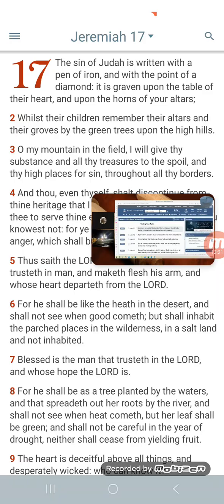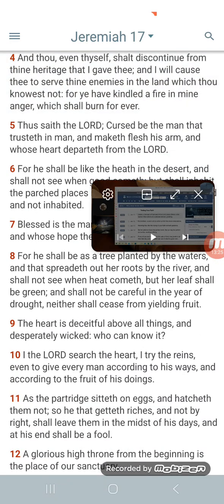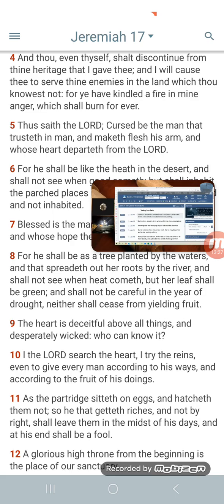What people have, for lack of better terms, a God? What people have a God such as this? Yep, Jeremiah 17:4. And thou, even thyself, shall discontinue from thine heritage that I gave thee, the law, statutes, and commandments. And I will cause thee to serve thine enemies in a land which thou knowest not. For ye have kindled a fire in mine anger, which shall burn forever.